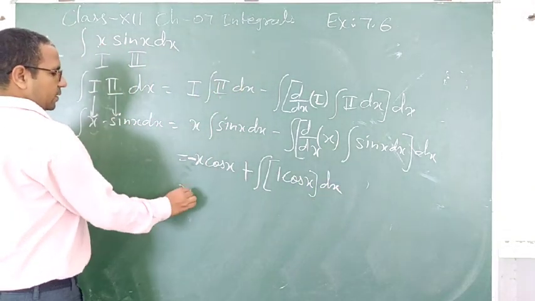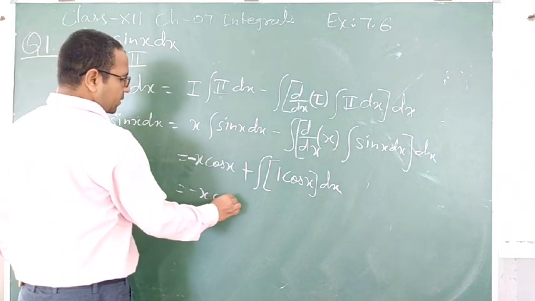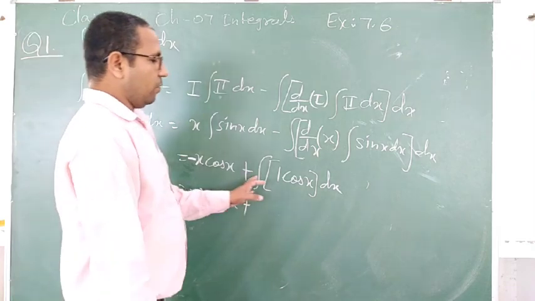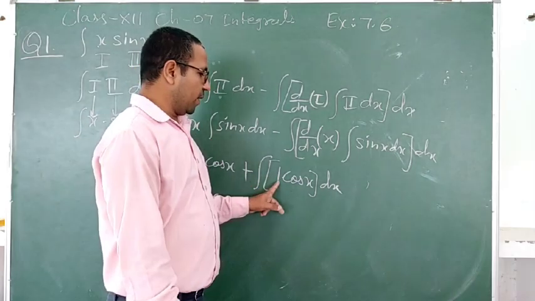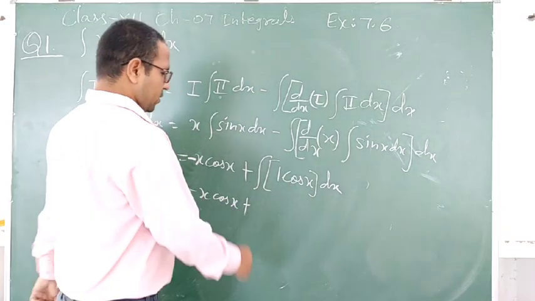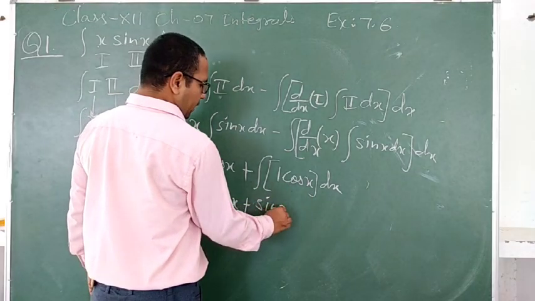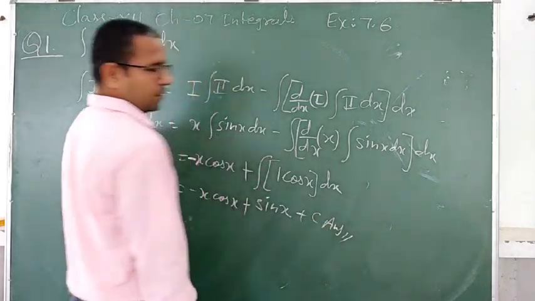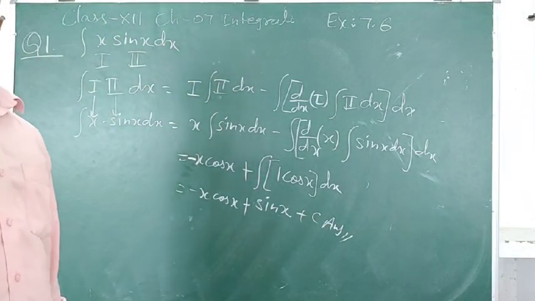So minus x into cos x plus integral of cos x, 1 multiplied with this cos, you will get the cos. Integral of cos x will give you sin x. So plus sin x, and use one constant c and put your answer this way. Clear, students? So simple.